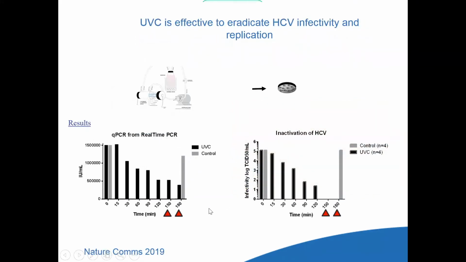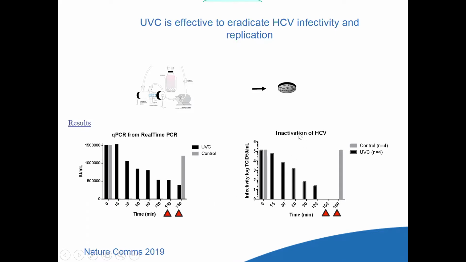And this was in vitro data, looking at how this would inactivate Hep C. It shows a mock circuit where you have virus and you deliver UV, and it decreases. On the left-hand side is the PCR result, and you can see it decreases the amount of virus by PCR after 180 minutes of UV, but it's not terribly impressive. It only goes from 150,000 to 50,000.